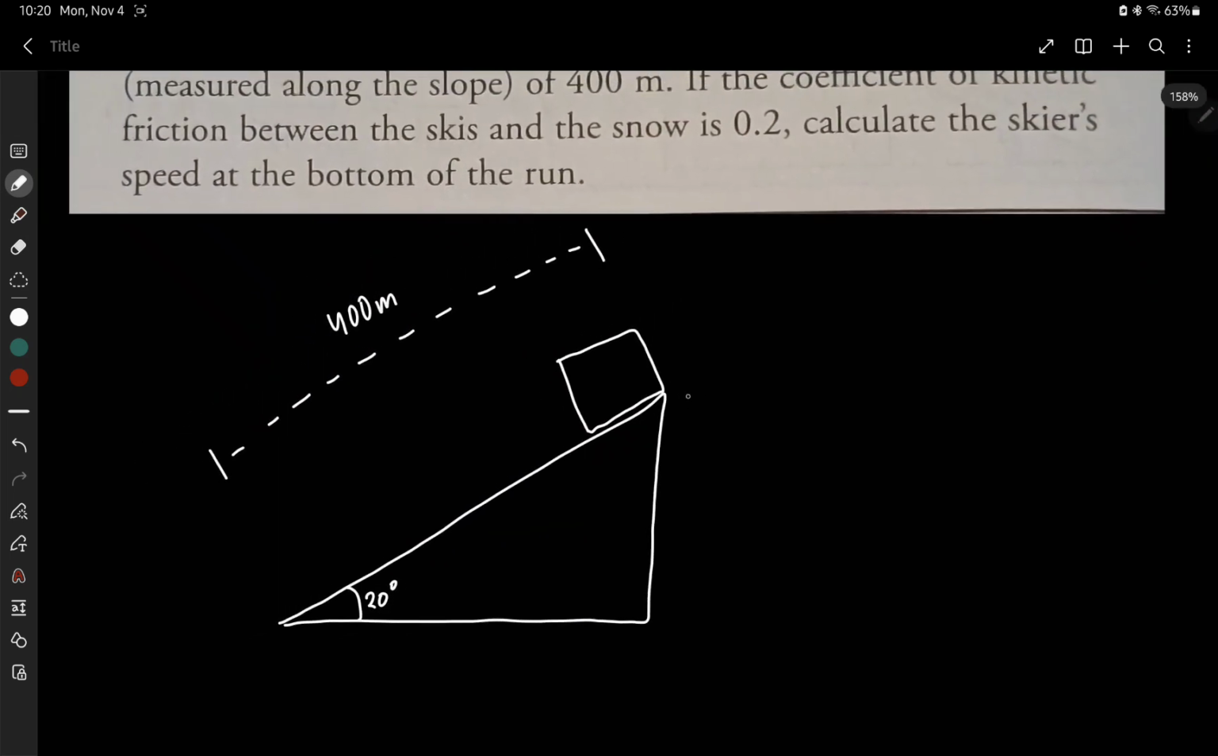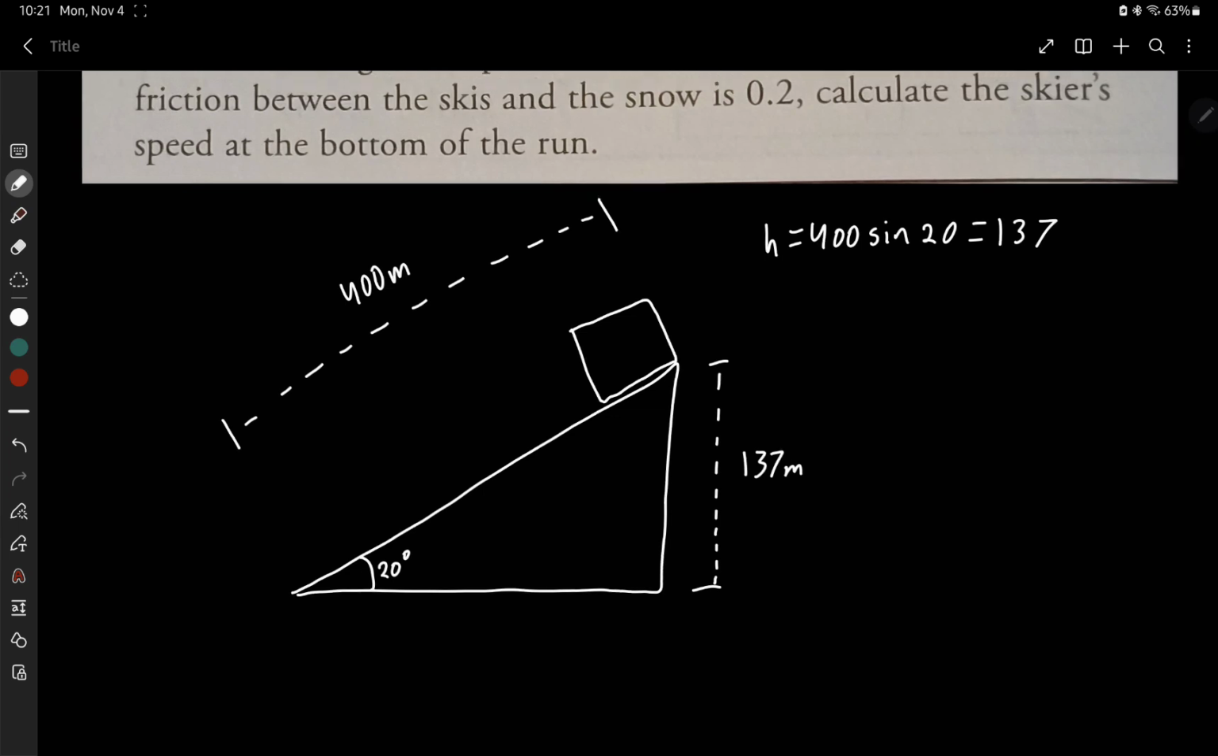So what we can initially do is find the height here so we can find the gravitational potential energy of the skier. The height is simply h equals 400 sine 20. If we pop that in our calculator, we get 136.8. I'll just do 137 meters, round it up.